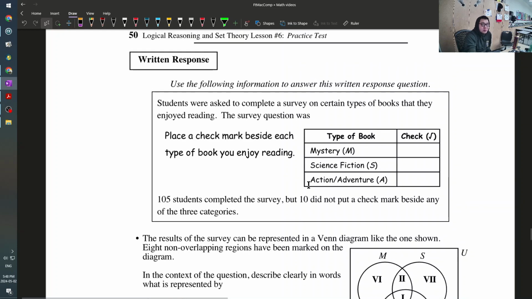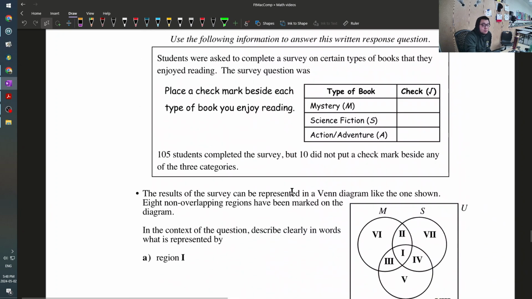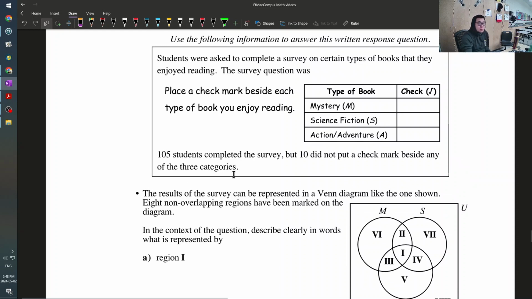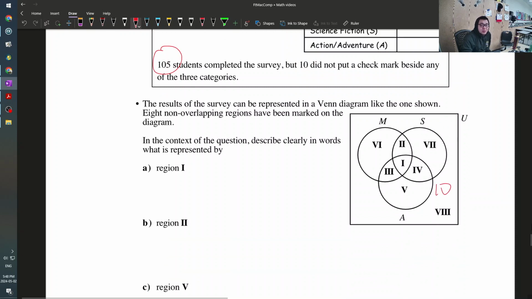Okay, keep going. Holy, this question is long. 105 students completed a survey, but 10 did not put a check mark in any of the three categories. So that means 10 is outside everything, and the universal set is 105. The results of the survey can be represented by the diagram shown, with 8 non-overlapping regions.